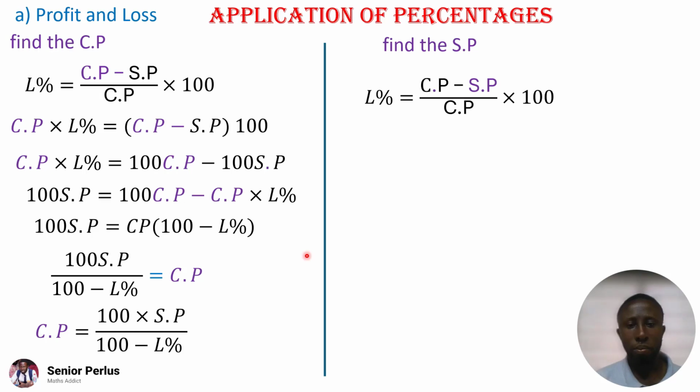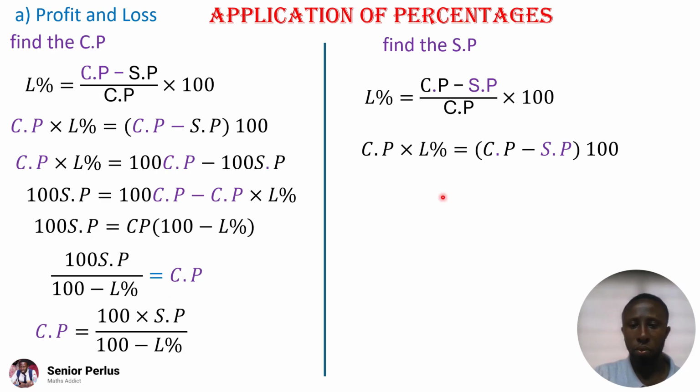Last formula, when we are asked to find the selling price when given the CP and the loss, multiply both sides by the CP, you will get this. Then I'm just looking for SP. So simple. I'll just divide both sides by 100. So I will not multiply through like the way I did here.